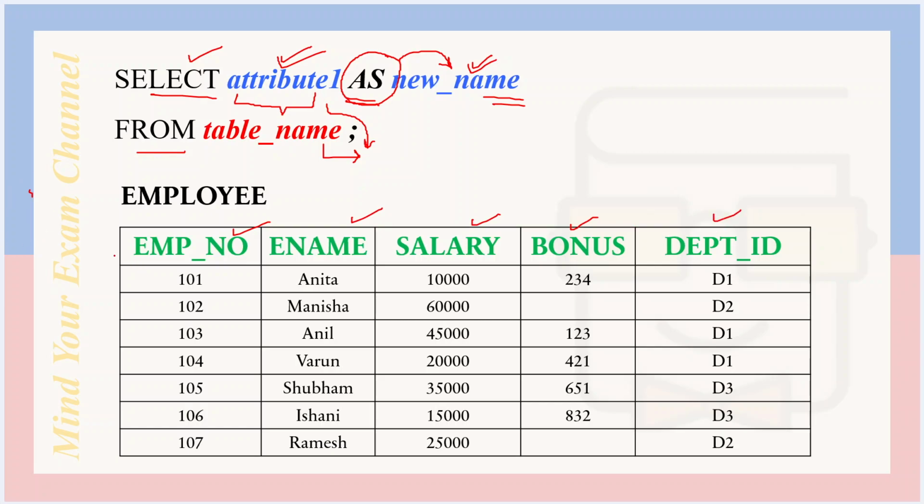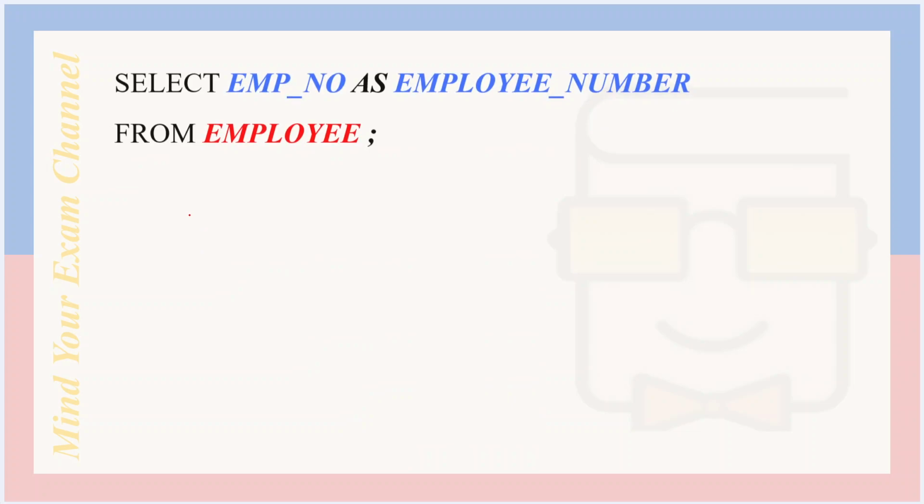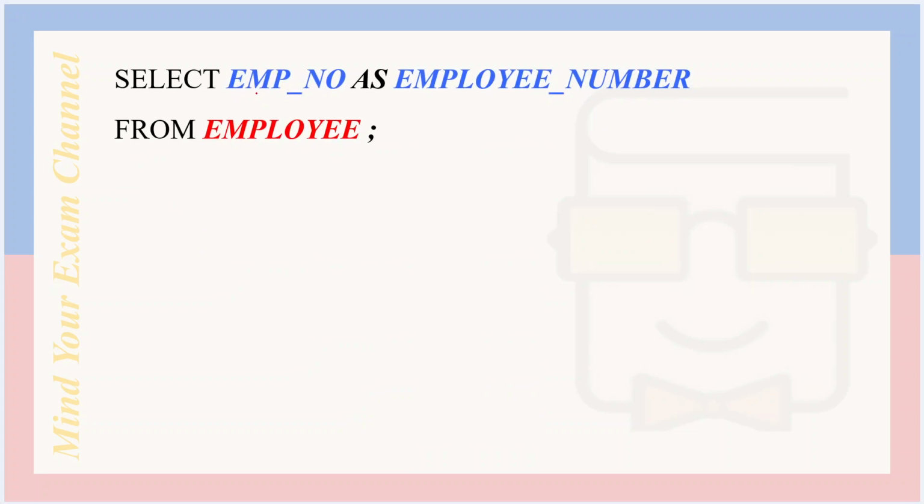Suppose while displaying the employee number, instead of writing emp underscore no, I want to write the entire thing, employee number. Then how will I do it? I will write the select keyword followed by the attribute that I want to display in the output, which is the emp underscore number attribute. Then I will write the keyword as, and then I will write the name of that attribute which I want in the display output. Then following this I will write the from keyword and the name of the table.